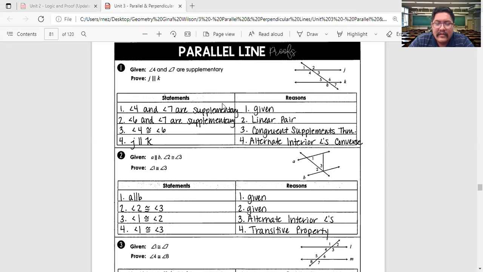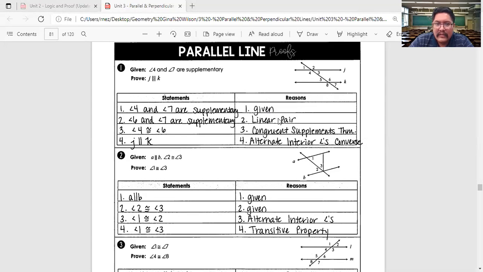You don't have to follow the exact same one that's given here. There are like 2 or 3 ways that I can think of to do this. So let's see, 4 and 7 are supplementary. That's given. That means they add up to 180 degrees. And remember, your reason number 1 is always given.